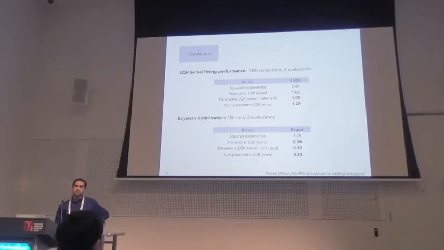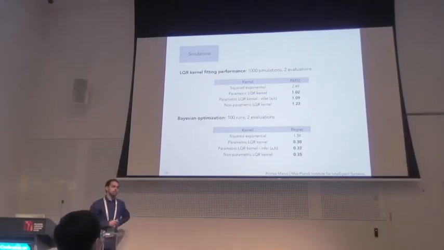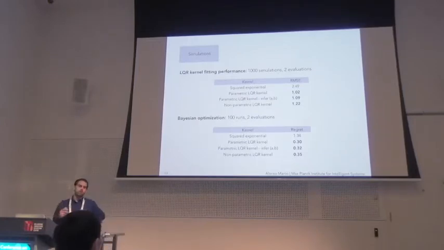In addition to this, since we were interested in Bayesian optimization, we also have run a statistical comparison of 10 runs, allowing only 2 evaluations. So after 2 evaluations, the Bayesian optimization method has to tell me what is the location of the global minimum. And then we compute the regret, which is the difference between the location of the true global minimum and the one that we estimate. And we see the square exponential has a hard time trying to find it, while the other ones are doing very well.